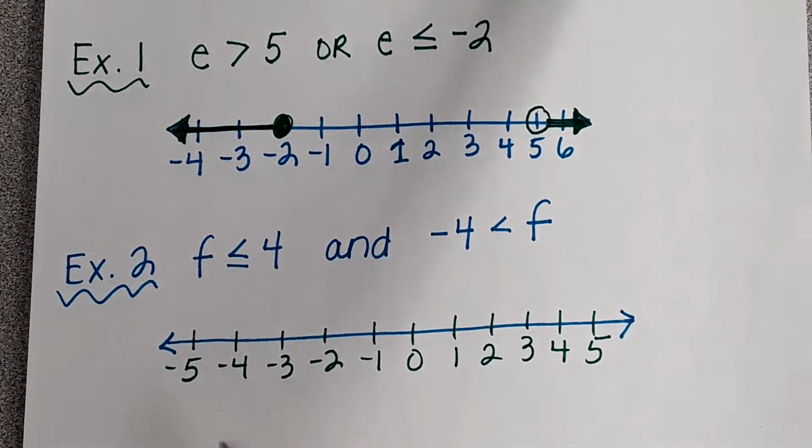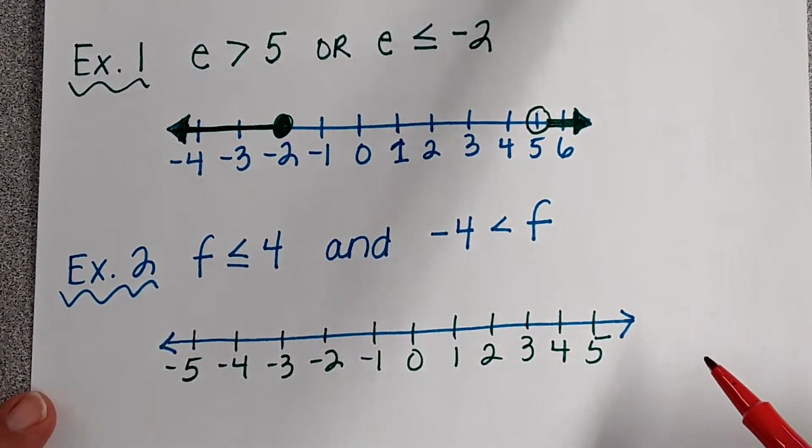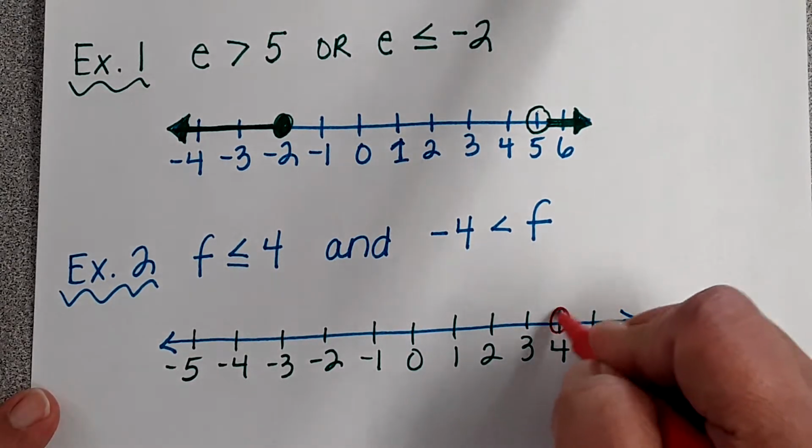Okay, so now I have a number line. Remember, most of the time the number lines are going to be drawn for you. If not, I will give you some number lines drawn, and you can just put the numbers in. Okay, so F is less than or equal to 4. Open circle or full circle? Full circle.